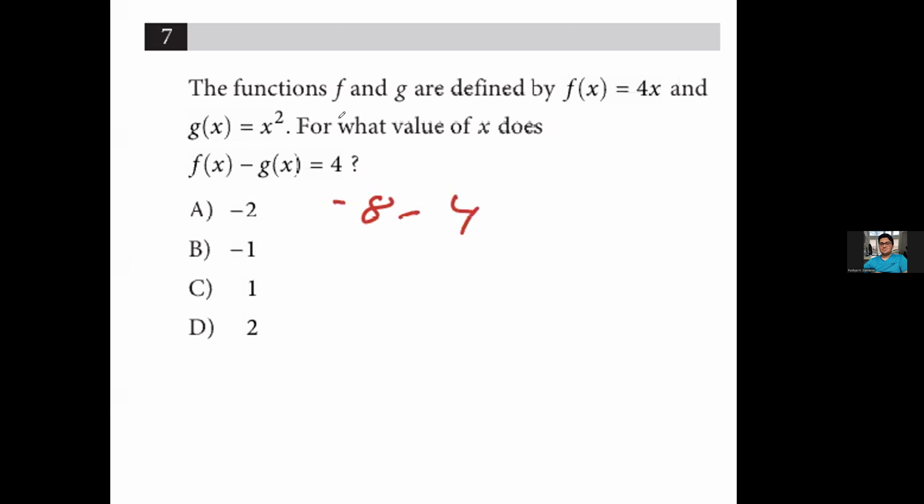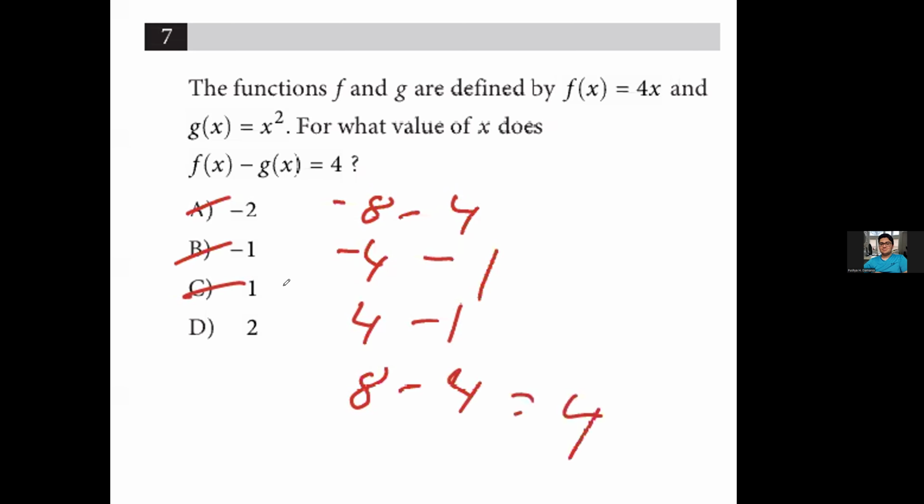So -8 minus 4 equals -12, not +4. No, so it's not A. B would be -4. Hold on. So B would be -4 minus -1 squared, which is just 1. So no, that's not it. C is just 4 minus 1, so it's not. And then D is just 8 minus 4, which is equal to 4. So the correct answer is D.